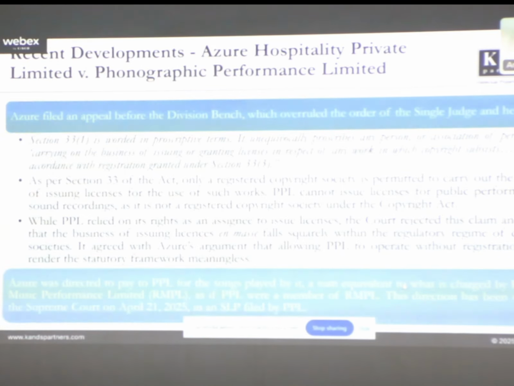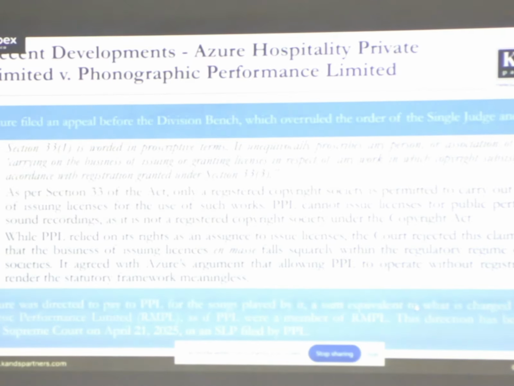Now Azure filed an appeal before the division bench of the court, which overruled the order of the single judge. The division bench said that section 33, which talks about how a company cannot function in the business of issuing licenses, is prospective. It unequivocally prohibits any person from carrying on the business of issuing or granting licenses in respect of any work in which copyright subsists, unless you are registered under section 33, which is registration as a copyright society. So under section 33, only a registered copyright society is permitted to carry out the business of issuing licenses, and PPL cannot issue licenses for public performance because it is not a registered copyright society.